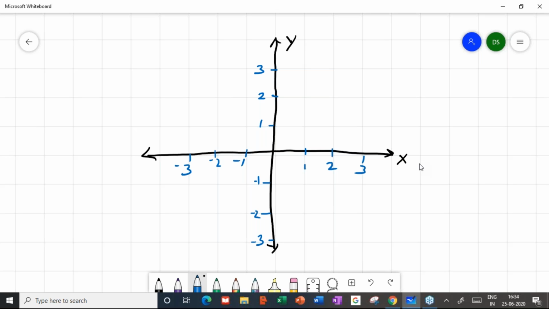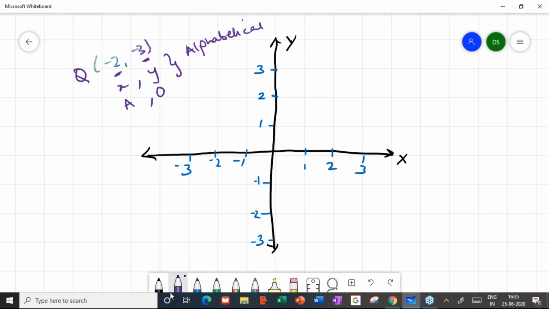Okay, so now if I say I want a point Q at -2, comma -3, how will you read it? How will you locate this? It will always be: the first number is X, the second is Y. Always remember, this is the abscissa, this is the ordinate. Remember alphabetical order, if this helps.